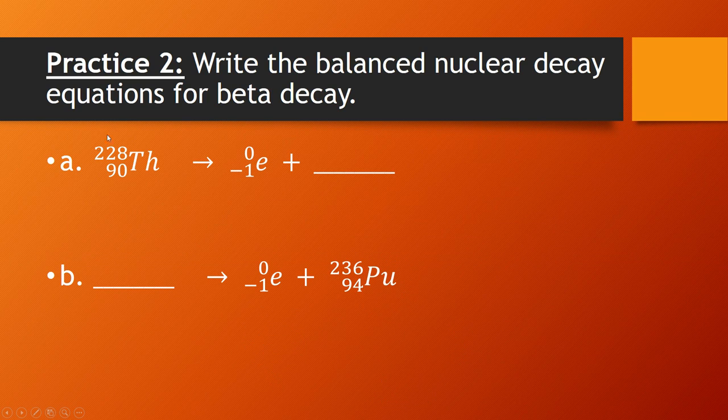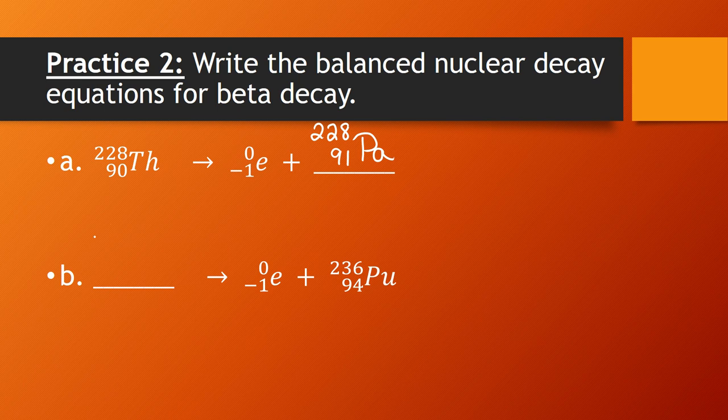So here we have thorium-228 releasing a beta particle. Again, this neutron just broke down into a proton. So the mass stays the same. That neutron became a proton. So our atomic number therefore goes up by 1. It becomes 91. And when we check it out on the periodic table, we can identify that as protactinium, or Pa.